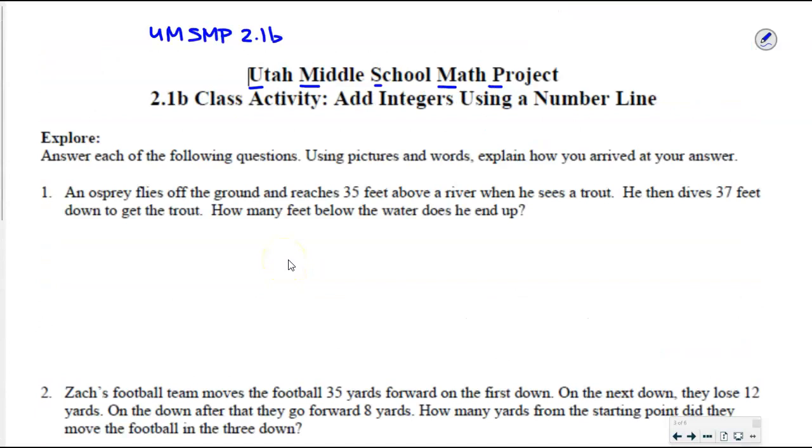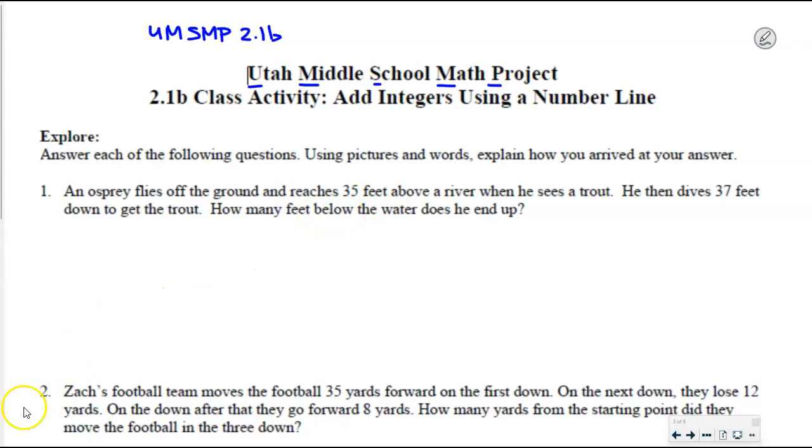You are going to do your best to answer the questions using pictures and words and models to help you get those answers. We're going to pause the recording as students work in their groups right now. Ready, set, go.